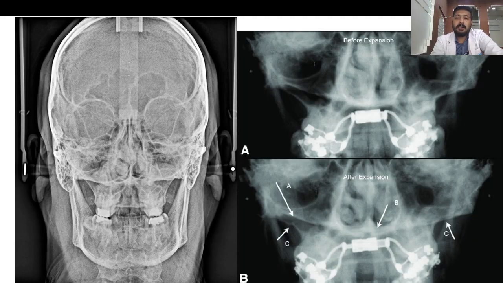So the image here is of a PA cephalogram, which can be used to analyze if the maxilla is in need of expansion or not. The image on the right is showing where treatment was done, and the opening of the suture can be appreciated.